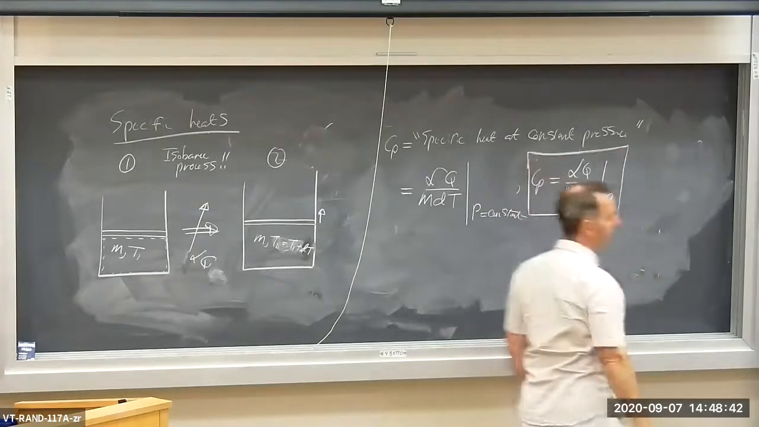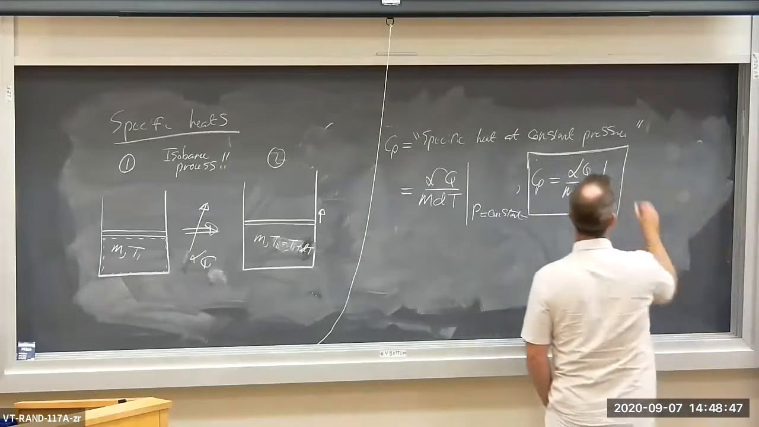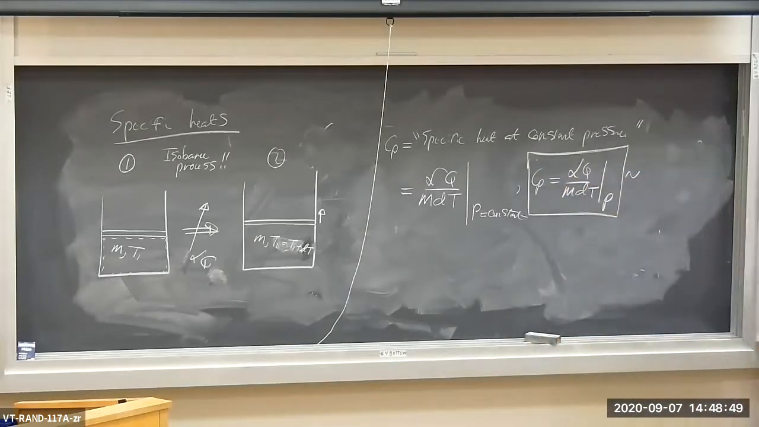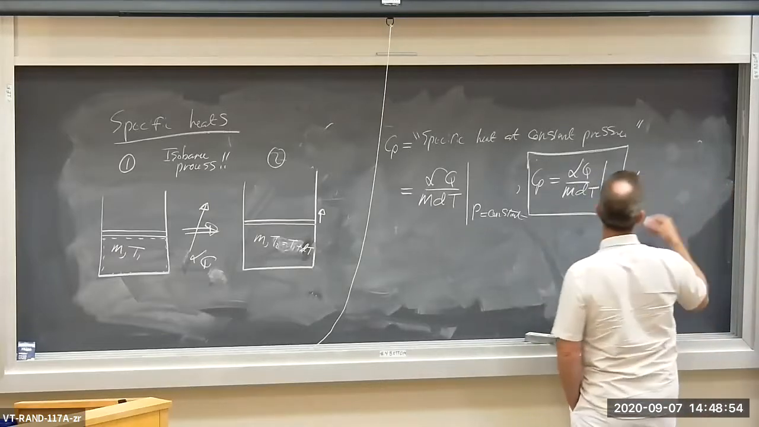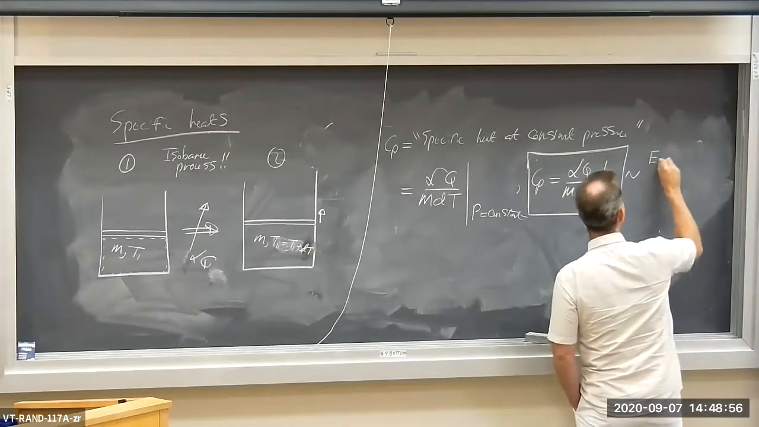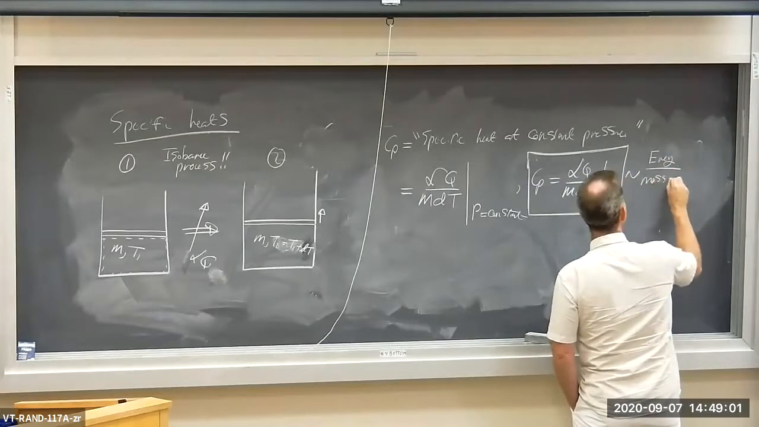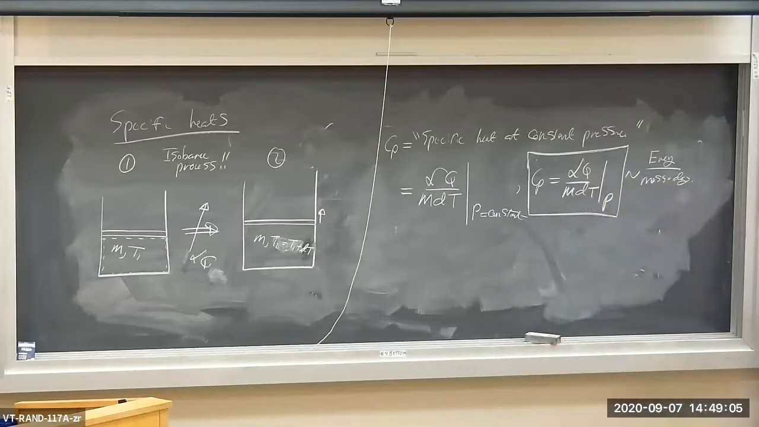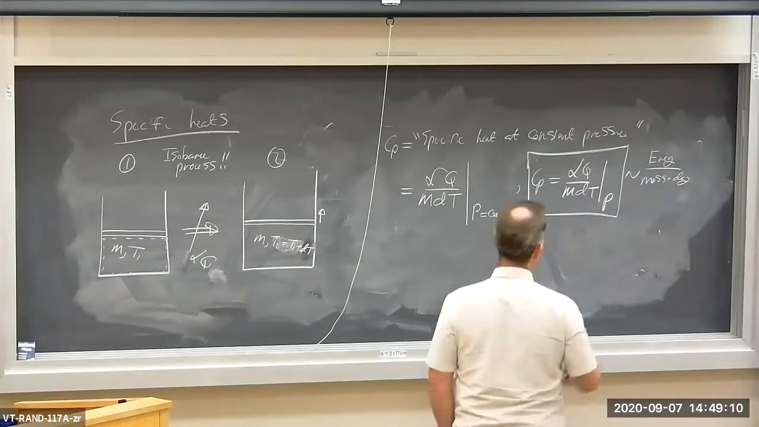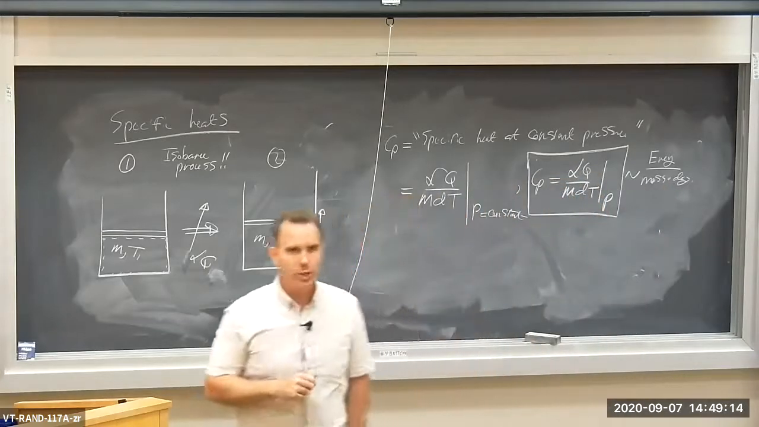Put a box around it. That is the definition of specific heat at constant pressure. What are the units of this? Well, in metric, well, in anything, I guess, energy per unit mass per degree. Hence, Cp is the energy required per unit mass per degree for a system.